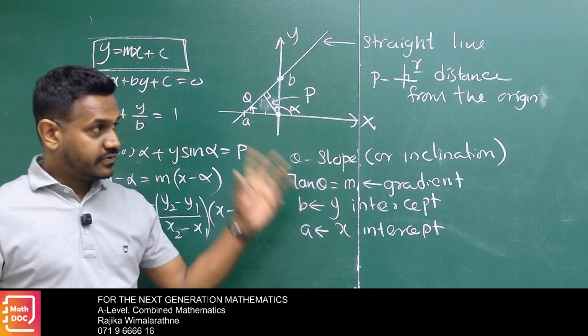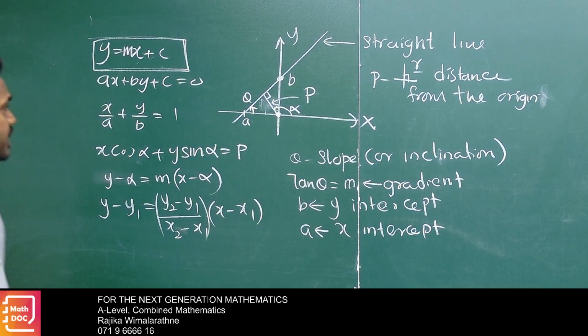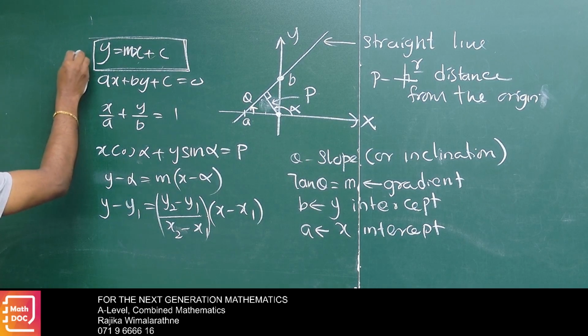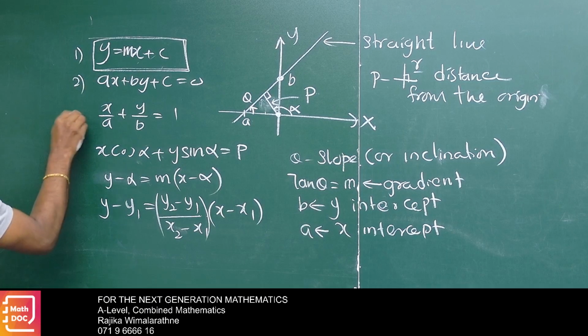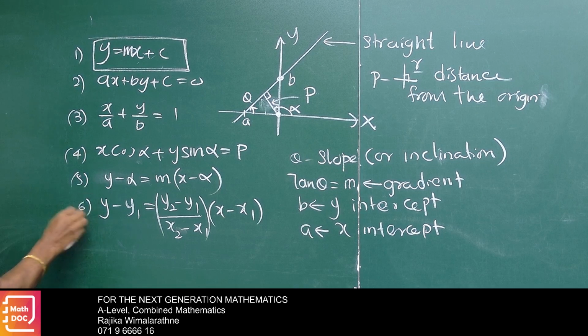Okay, we're going to do that one. Okay, you just write these different forms in that space, page number 7. In that space, you better write these different forms. 1, 2, 3, 4, 5, 6.